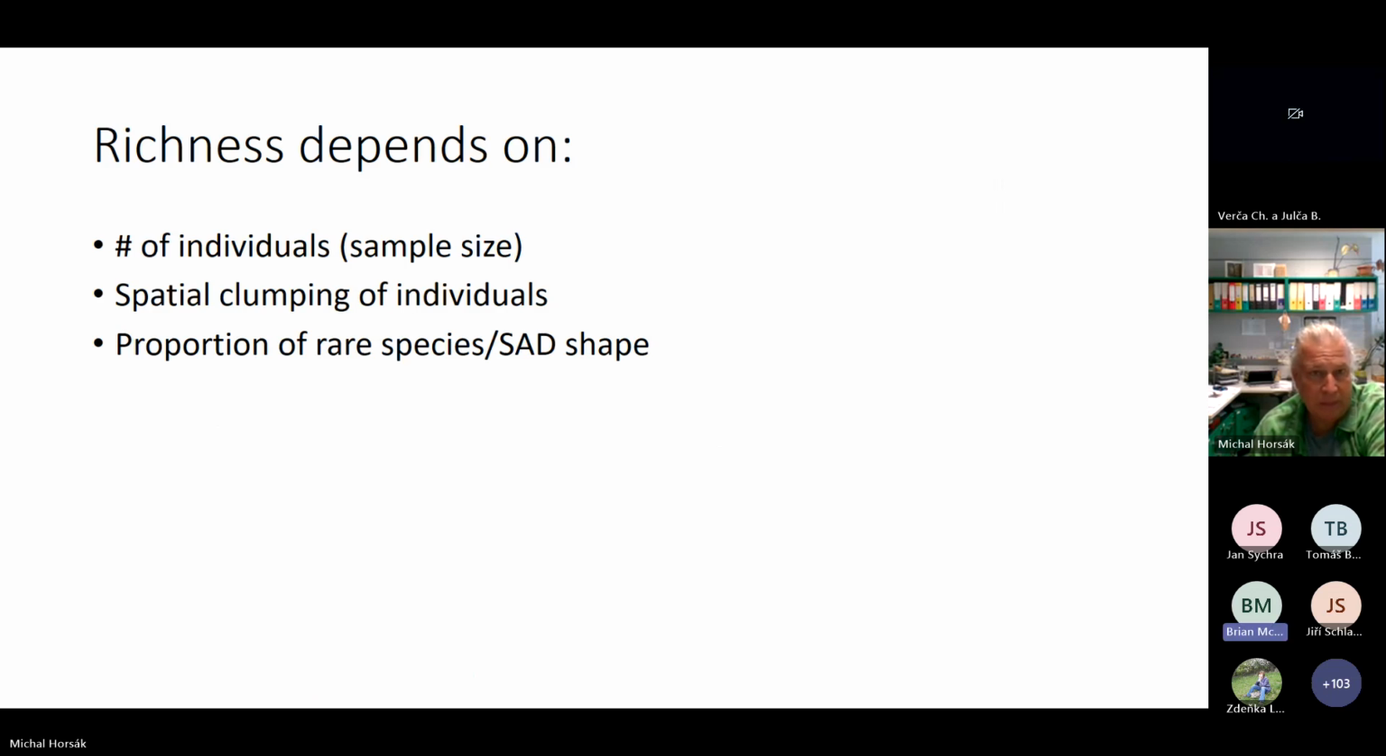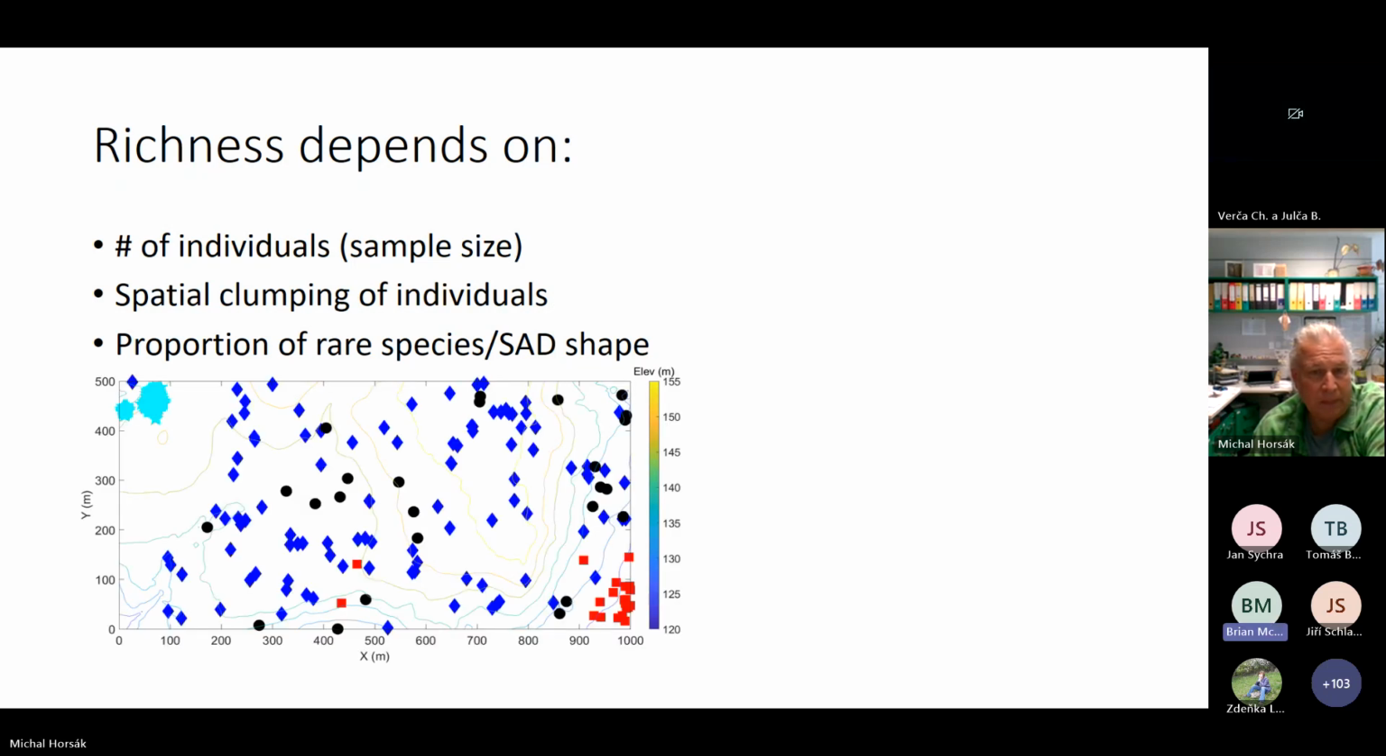So the number of species that actually show up in a sample is a function of three things: the size of the sample, the spatial structuring or clumping of individuals within a sample, and the relative proportions of rare and common species. And that's very clear in the BCI tree data. The role of the clumping makes it very clear that if they're more evenly spread, you're going to encounter more species quickly. If they're clumped, you're going to encounter species more slowly.